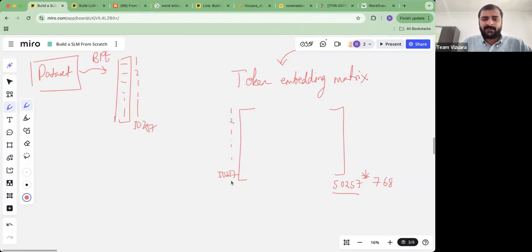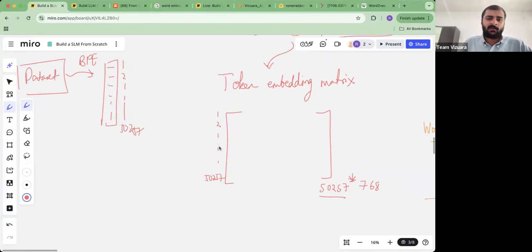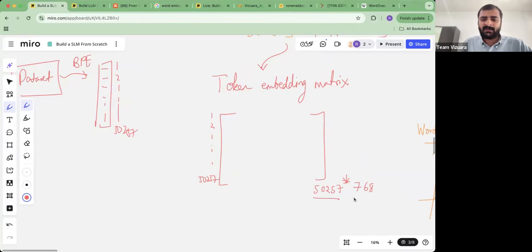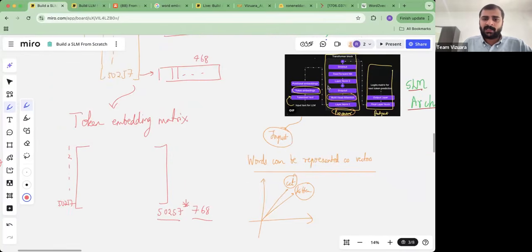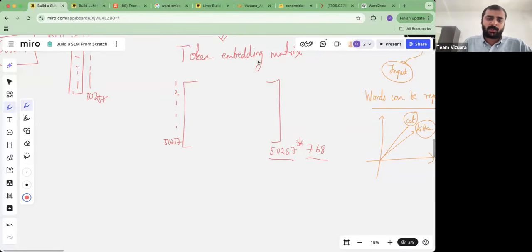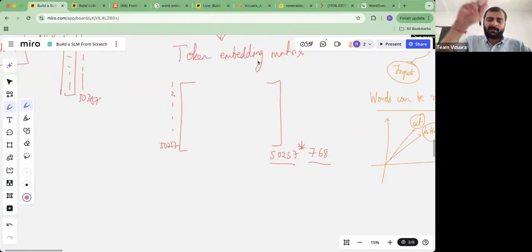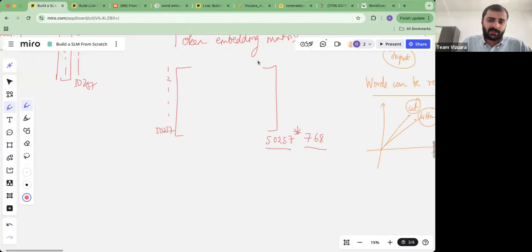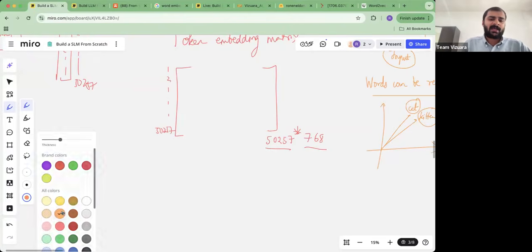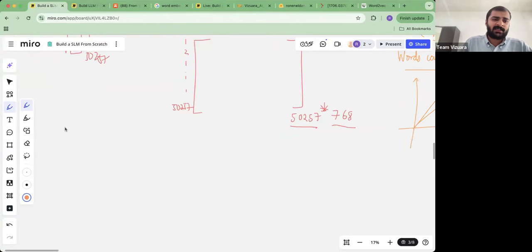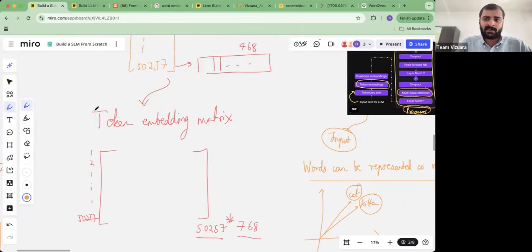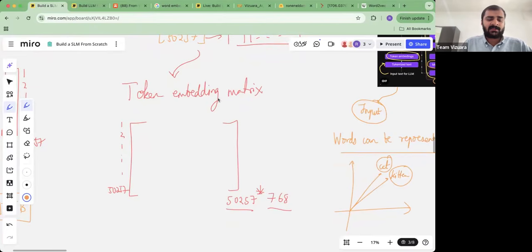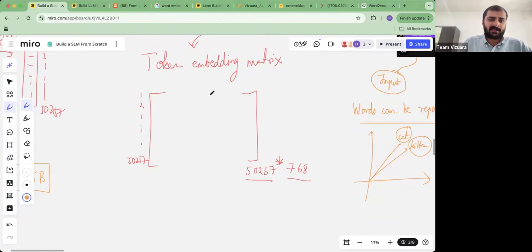Each of these 50257 IDs in the vocabulary will be associated with a 768 dimensional vector. Our hope is that once the language model is trained, all of these parameters will also be trained so that vectors of similar words will lie closer to each other. Many of you asked yesterday where these 175 billion parameters come from. In today's lecture, I'm going to show you exactly where all these parameters come from. And this is the first place where these trainable parameters come from.